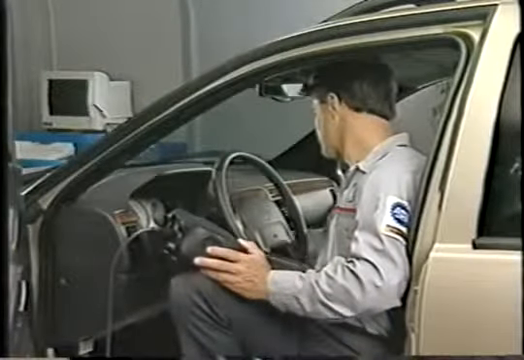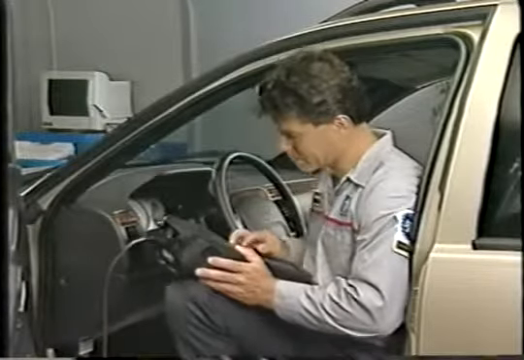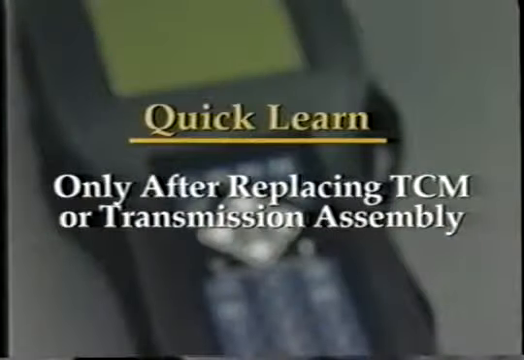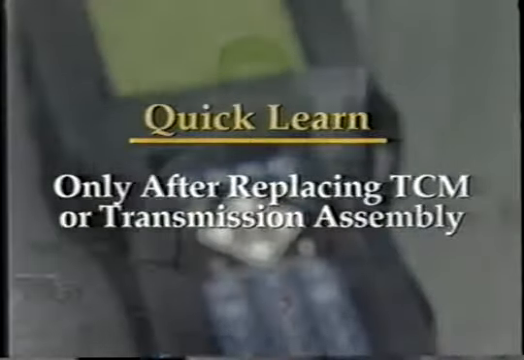If you do replace the transmission or the TCM, you should use the DRB to perform the Quick Learn procedure, which adjusts the TCM's CVI values. Remember, perform the Quick Learn procedure only after replacing the TCM or the entire transmission assembly.